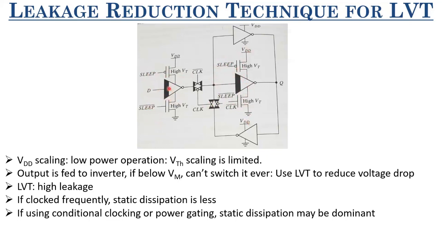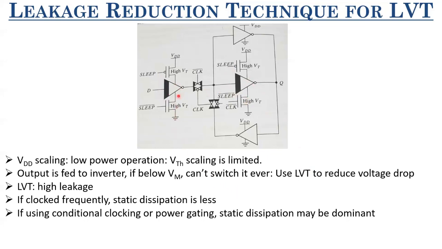Here also this inverter works fine because sleep is zero and sleep bar is one during normal operation. But the moment you don't want this to work, I mean you want to conserve power, sleep goes to one. Once sleep goes to one, this VDD doesn't reach this inverter. This is not connected to ground. As such, this inverter and this inverter don't work, right? So this is how people conserve energy on chip by conditional clocking or power gating.